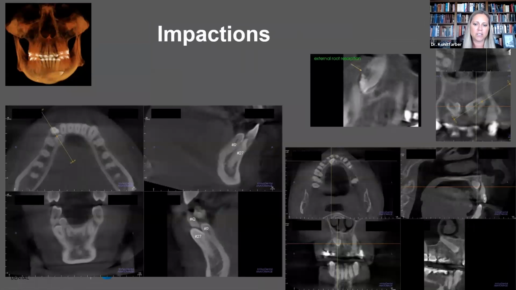Various impactions, being able to unfold everything, figure out the path of alignment and that sort of thing. Definitely a nice reason to take a CBCT. Here again, we've got some external root resorption in our long-standing impacted teeth.